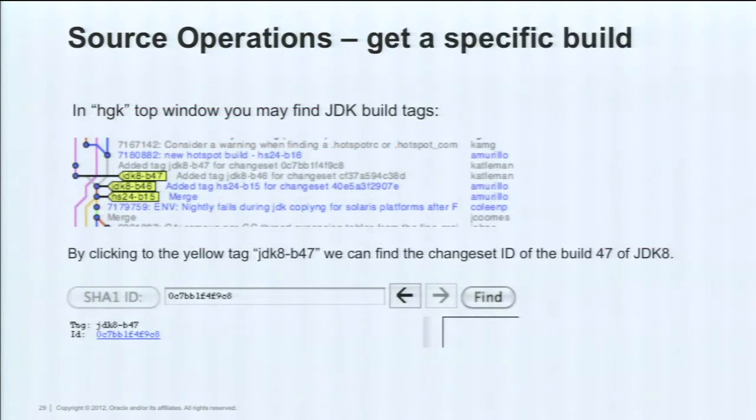Okay, first of all, how to get a specific build of OpenJDK. Every OpenJDK build is tagged. Every OpenJDK repository contains a special file, .hgtags, which contains build tags and the Mercurial changeset associated with that build tag. In the Mercurial graphical tool, you can see it marked yellow. For example, if you click the yellow sign JDK8-b47, you will see the JDK8 build tag itself at the bottom and this changeset ID.